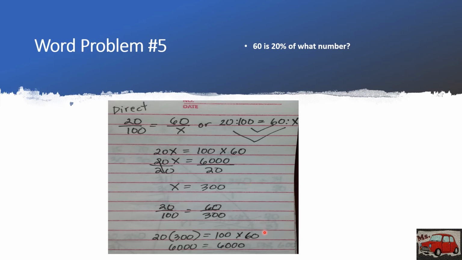Okay? So, kung mapapansin nyo to, yung 20 naging 60, so tinimes sa 3. Yung 100 naging 300, so tinimes din sa 3. So proportion siya kasi parehas na nagtaas by multiplying by 3. Okay? So here, if you want to check it also, so 20 times x is 300, so that is 6,000. Then 100 times 60, that is 6,000. So equal sila, so it means proportion sila.